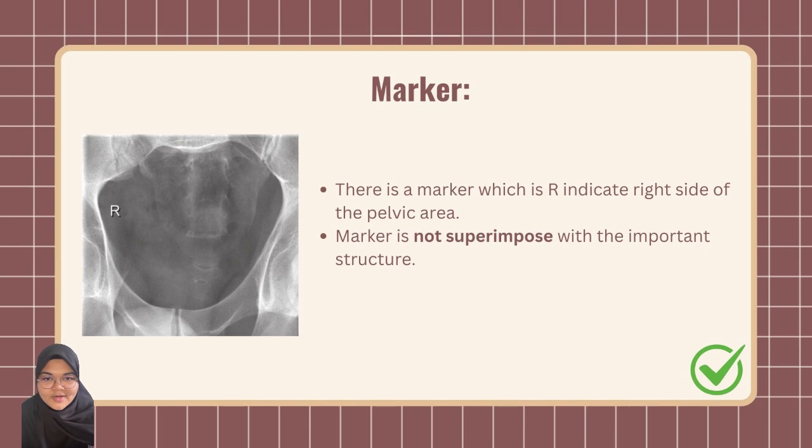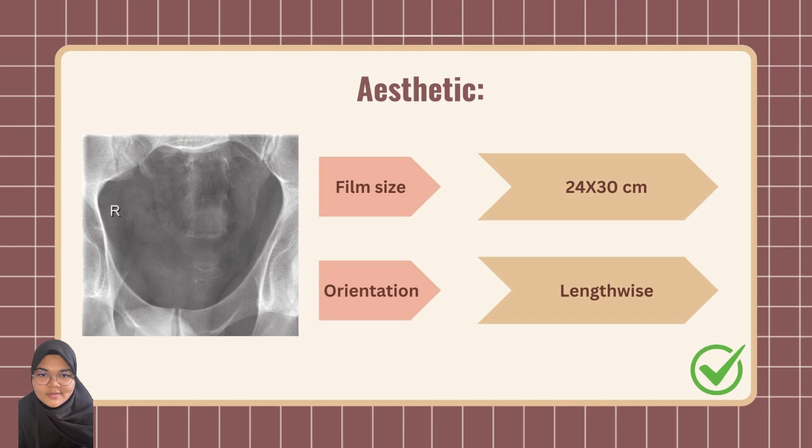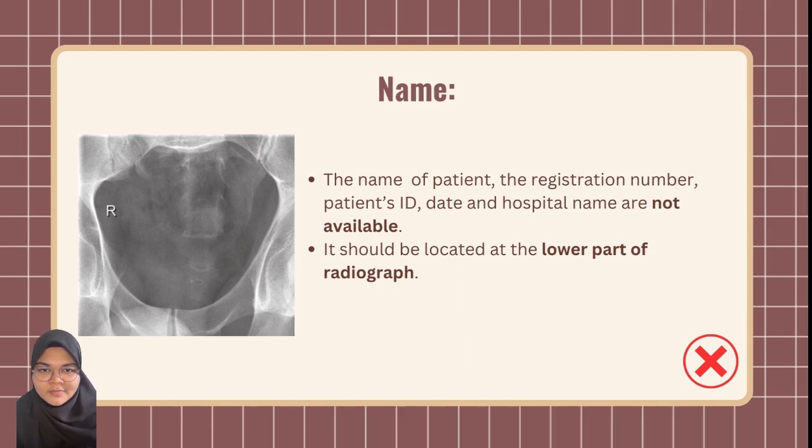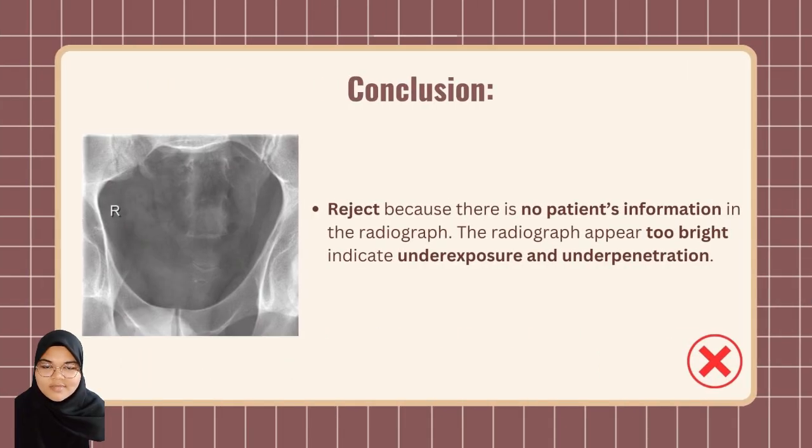There is a marker in the radiograph, which is the R, indicating the right side of the pelvic area. The marker is not superimposed with important structures. The film size that we use for this examination is 24 by 30 cm and the film orientation is lengthwise. There is no motion, evident by the clear demonstration of the coccyx region. In this radiograph, the name of patient, the registration number, patient ID, date and hospital name are not available. In conclusion, I reject this image because there is no patient information in the radiograph.